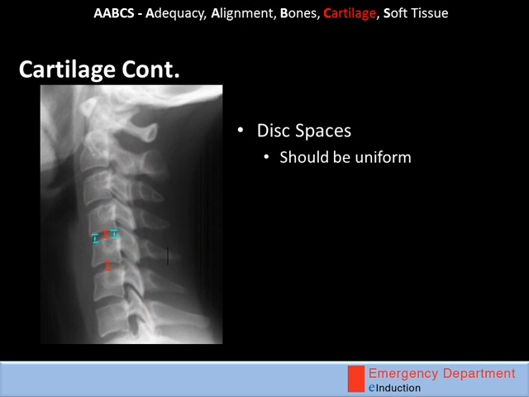The last part of the cartilage assessment is just to ensure that the disc heights are uniform at each level.